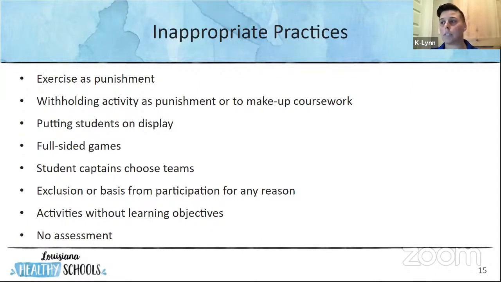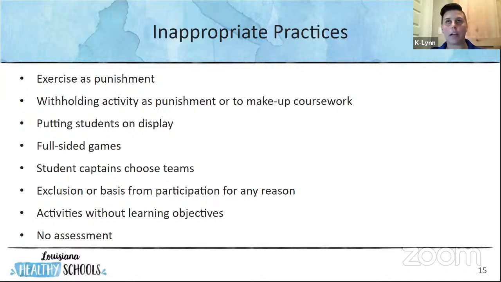Okay. Putting students on display. Again, know your students. So if I know that a student isn't great at this certain skill, that student probably shouldn't be my demonstrator. Calling students out inappropriately across the gym. Obviously, I would want to pull that student aside one-on-one if there's an issue. We already talked about full-sided games.